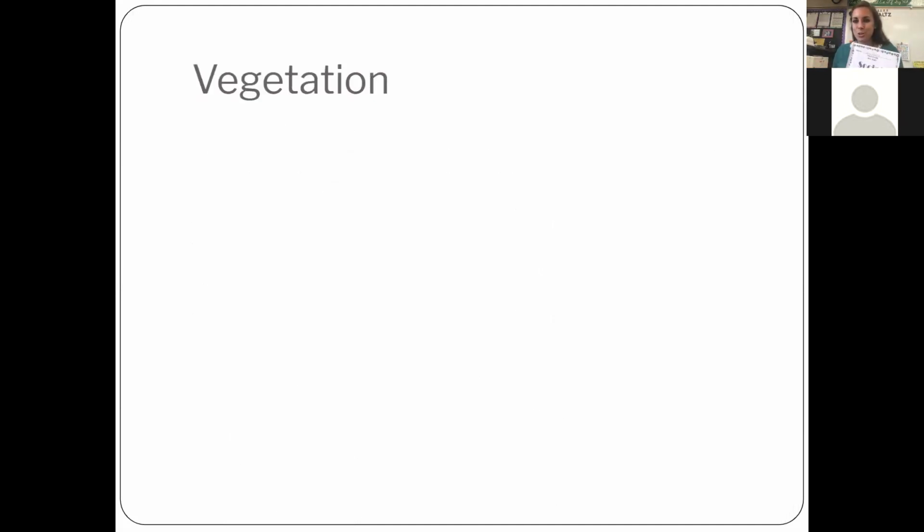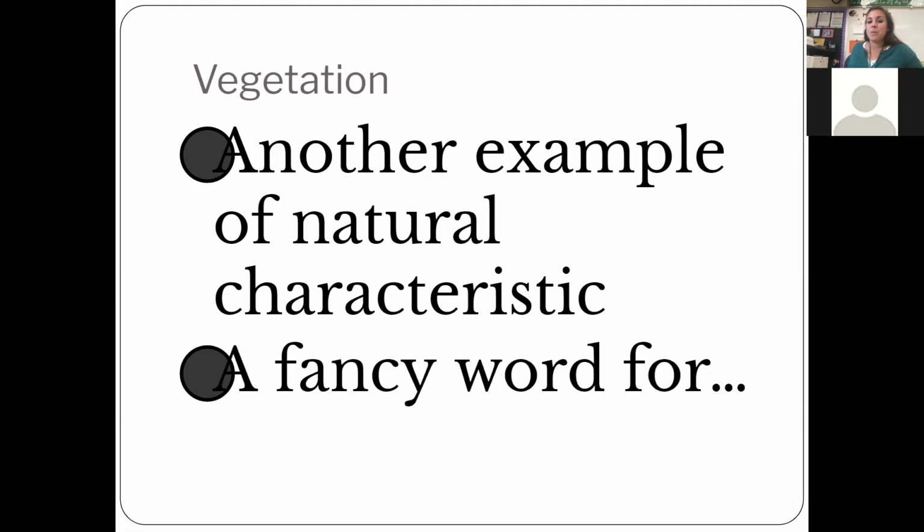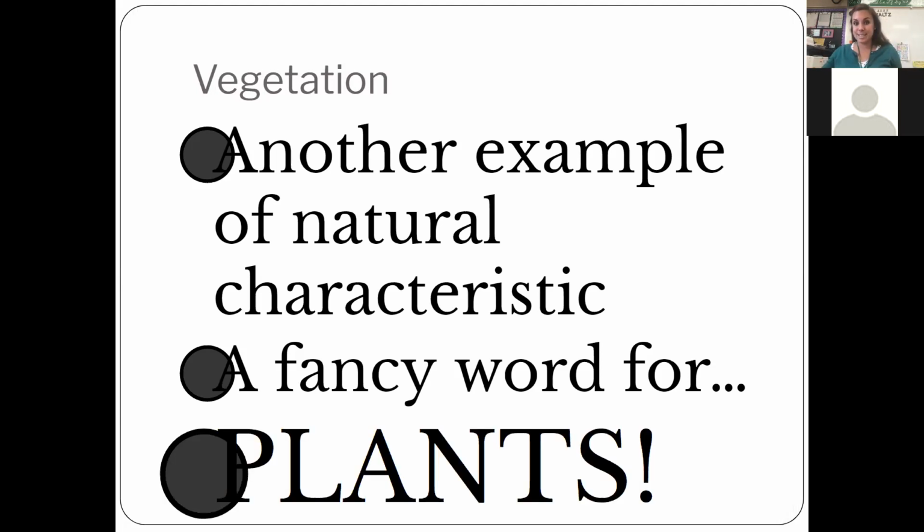Okay, the first new word we're going to learn about is called vegetation. Remember that T-I-O-N at the end of the word says shun, vegetation. So this is another example of a natural characteristic. And I want you to think to yourself, when I say vegetation, what does it sound like? So maybe you said vegetables. Well, that is because vegetation is a fancy word for what vegetables are, and that is plants.